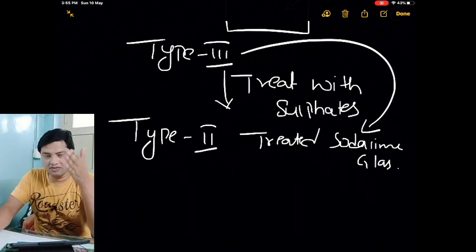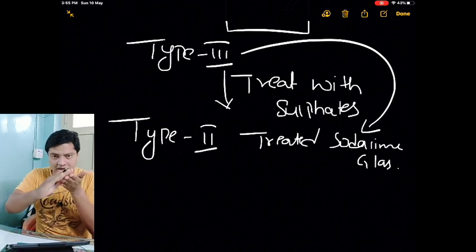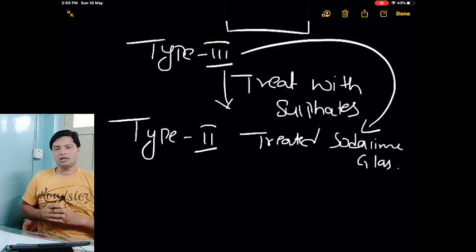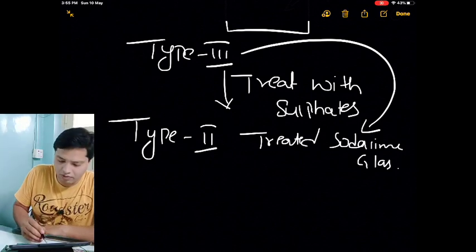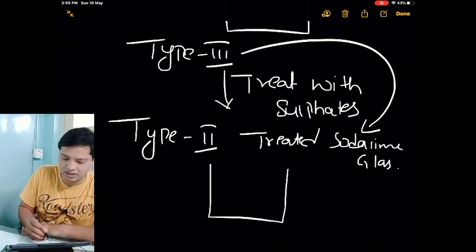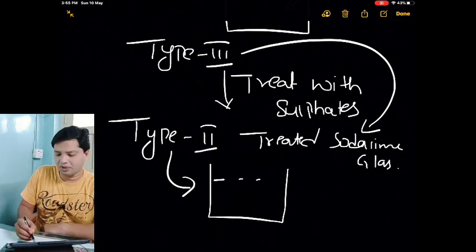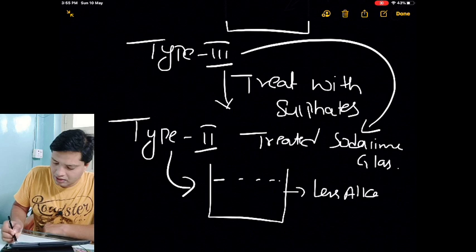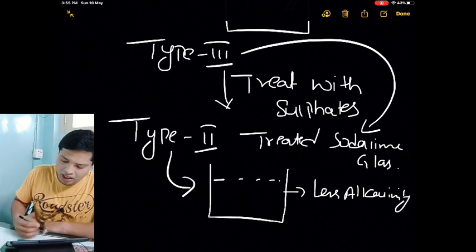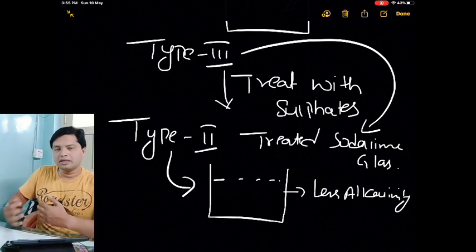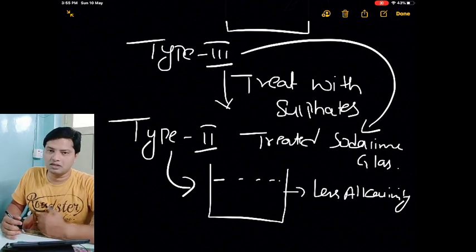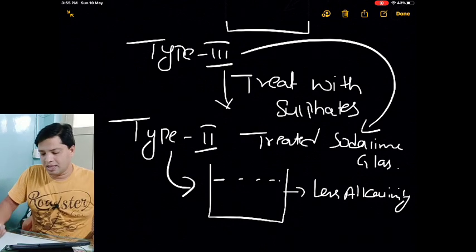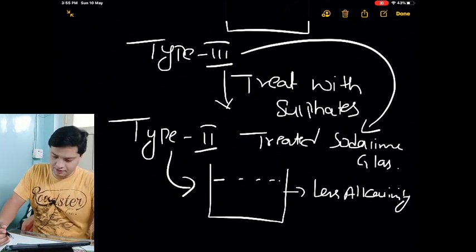What these sulfates will do is form a layer at the surface of the glass. Due to this layer, there will be less leaching or less increase in alkalinity. What I mean by that is, if you keep your solution in type 2 glass, it will impart less alkalinity, because all the alkaline chemicals present at the surface of the glass have been treated by the sulfates. It will impart less alkalinity compared to type 3 glass.